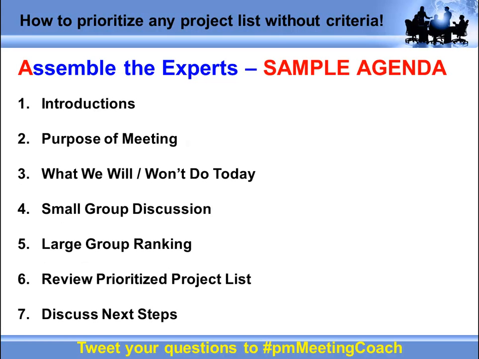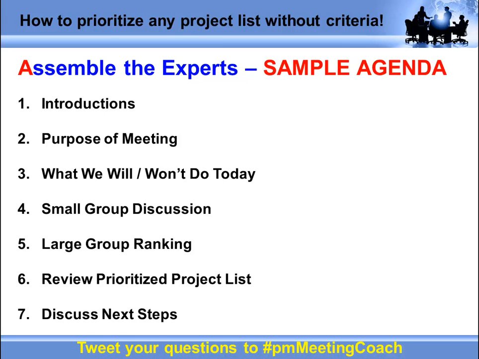So here's a sample agenda. We might start out with introductions. We're going to talk about the purpose of the meeting. Number three, we're going to talk about what we will and will not be doing in our meeting today. Then we're going to go into a small group discussion, followed by a large group ranking exercise. After we've done that to the group's satisfaction, we will review our prioritized project list and we will discuss next steps. Now, I know that sounds very basic. Gang, this is a very, very basic process. And our goal is to get you a prioritized list with some buy-in, and it works every time.